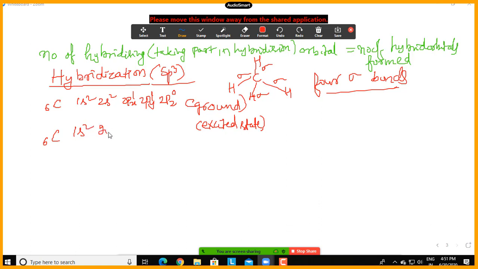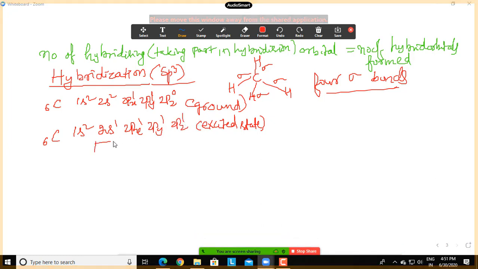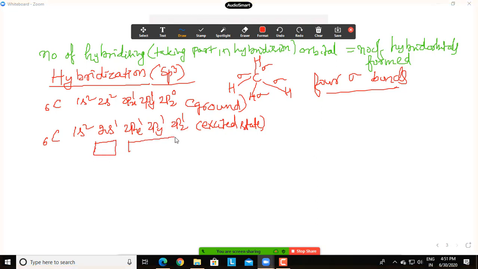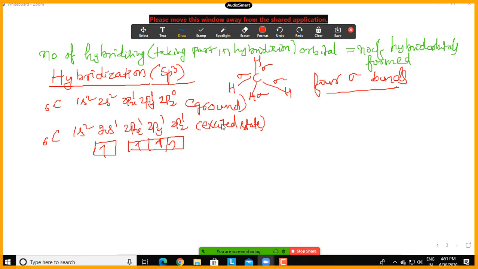1s2, 2s1. One electron will jump from 2s to 2pz: 2px1, 2py1, 2pz1. Now it will be eligible to form bonds because you have 4 unpaired electrons. But before they overlap, they will intermix. Since you have 4 sigma bonds, all sigma bonds should come from hybrid orbitals. So sp3 hybridization will take place.